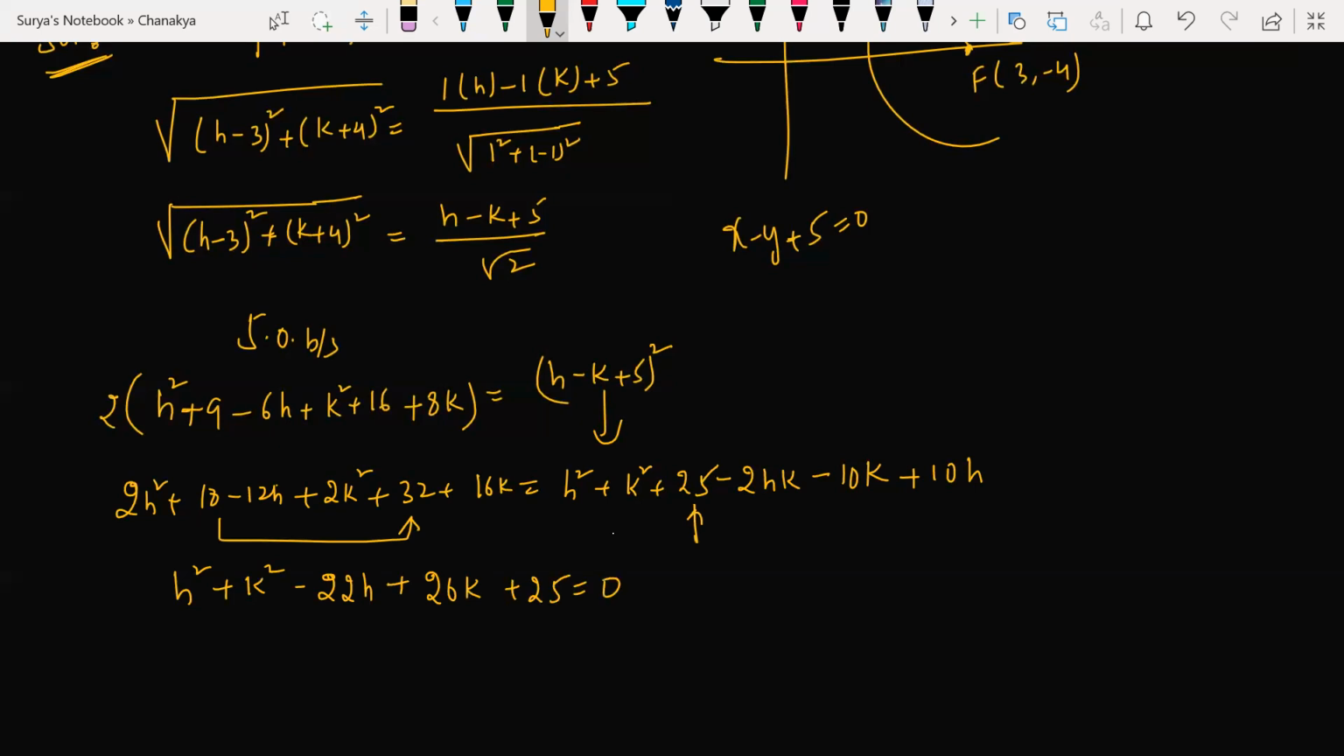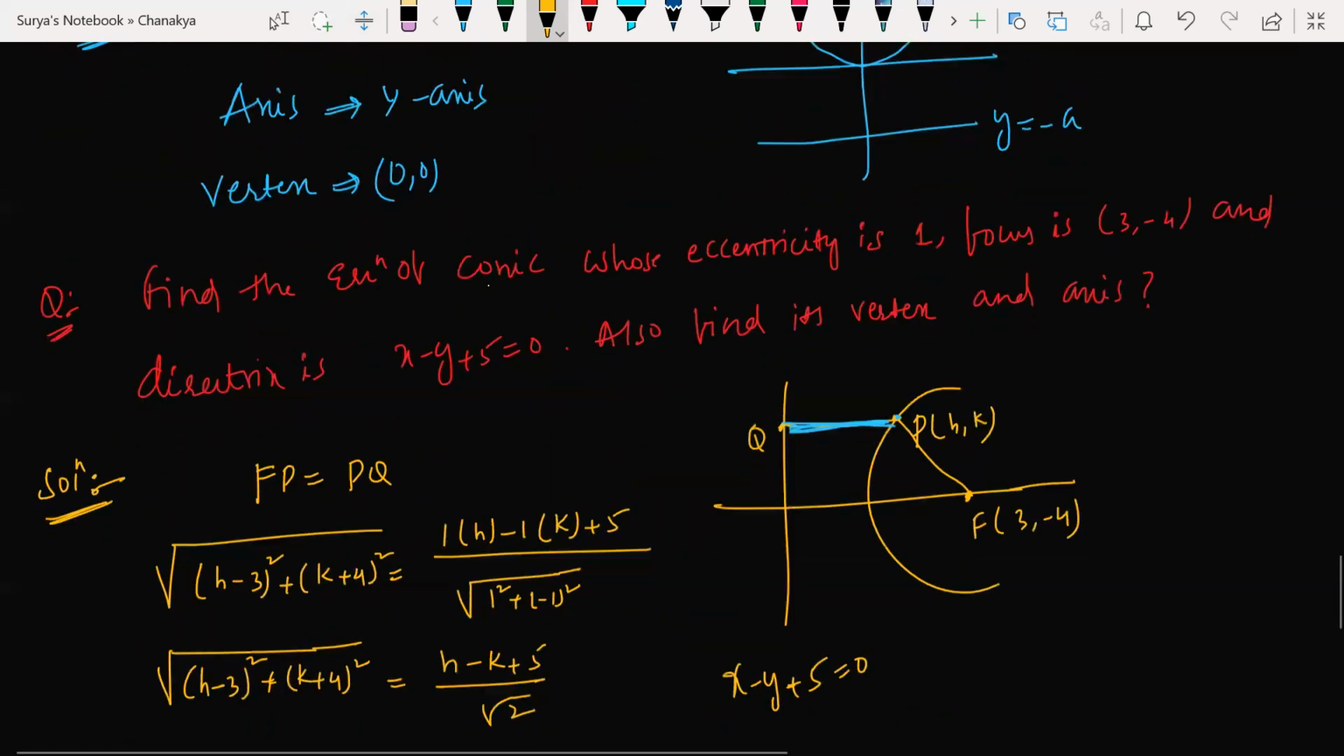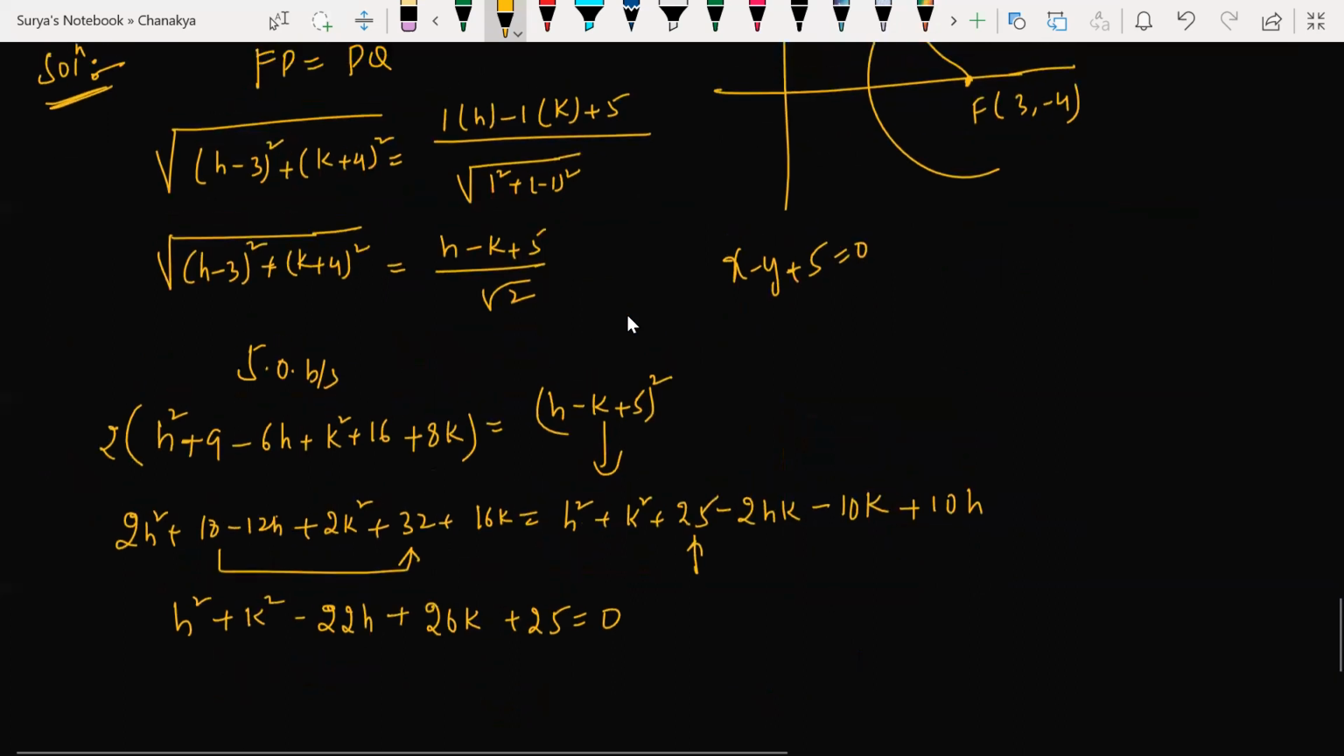Am I correct, people? Any doubts in the equation which I wrote here? I simplified, we are just simplifying. I'm not doing anything new here. Very simple, guys. There is nothing like you have to drive a rocket. Very simple. It is just common sense.